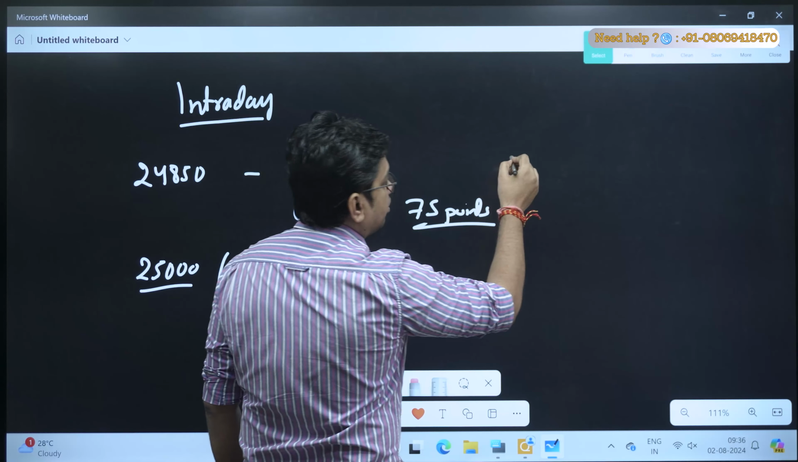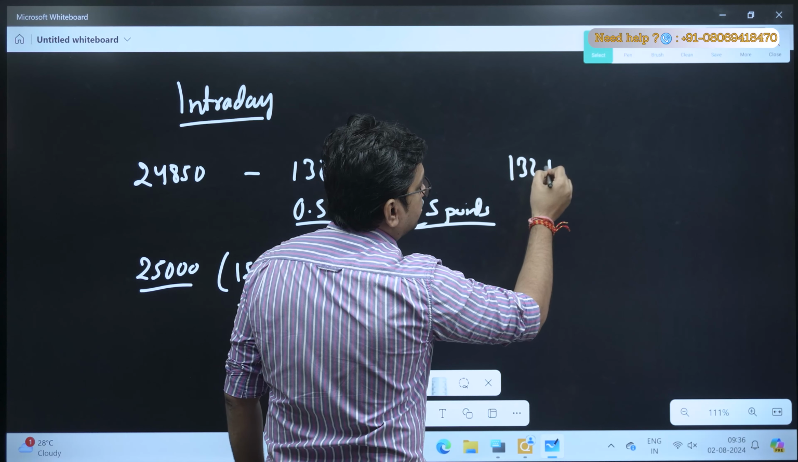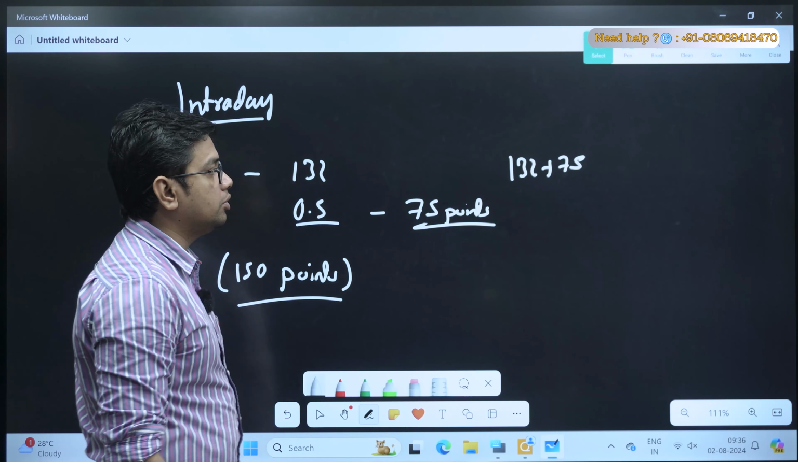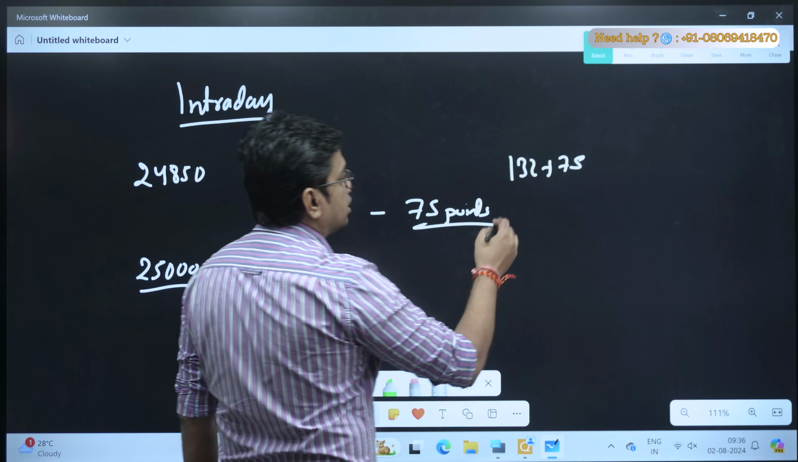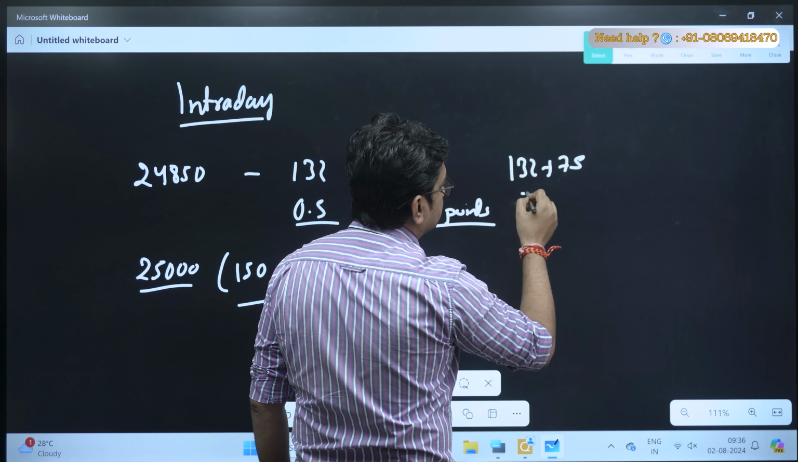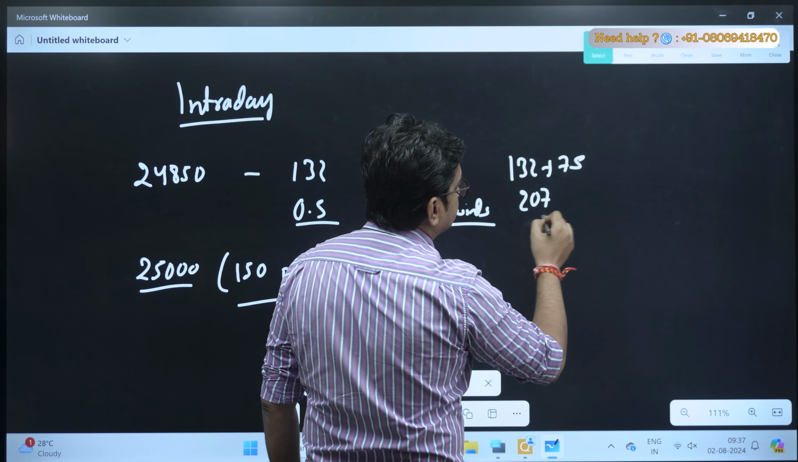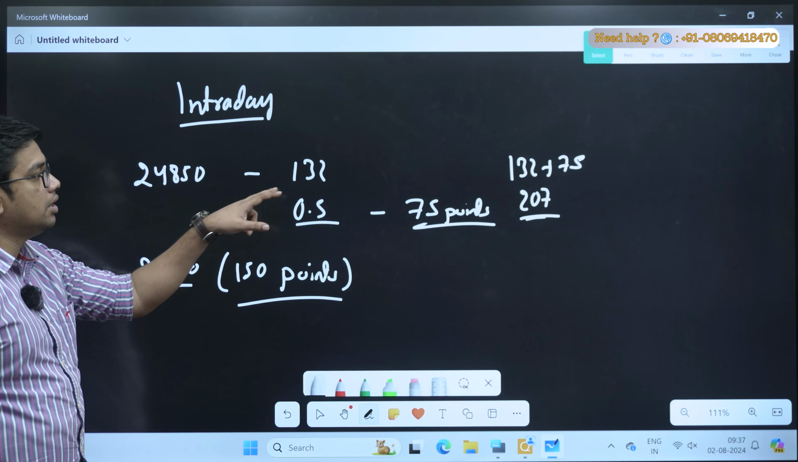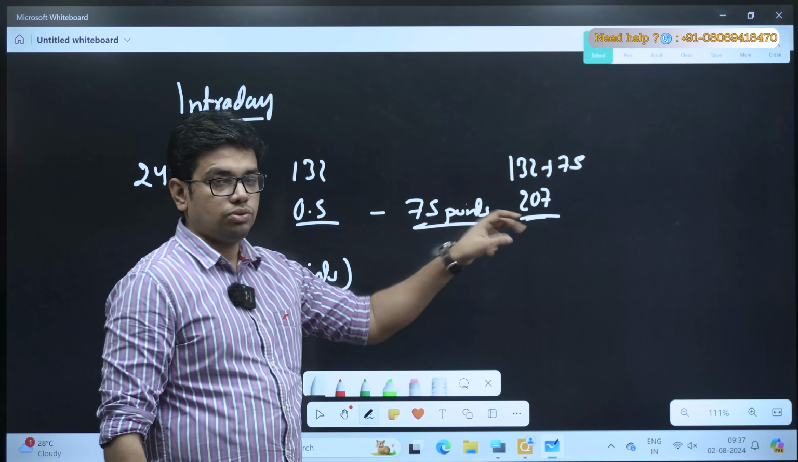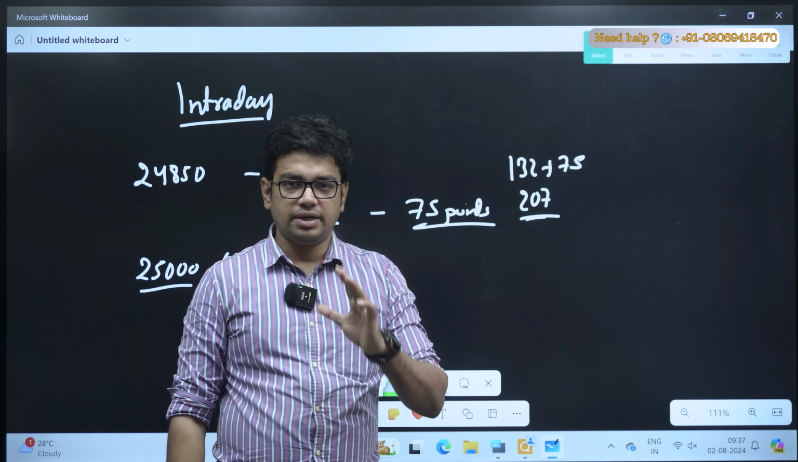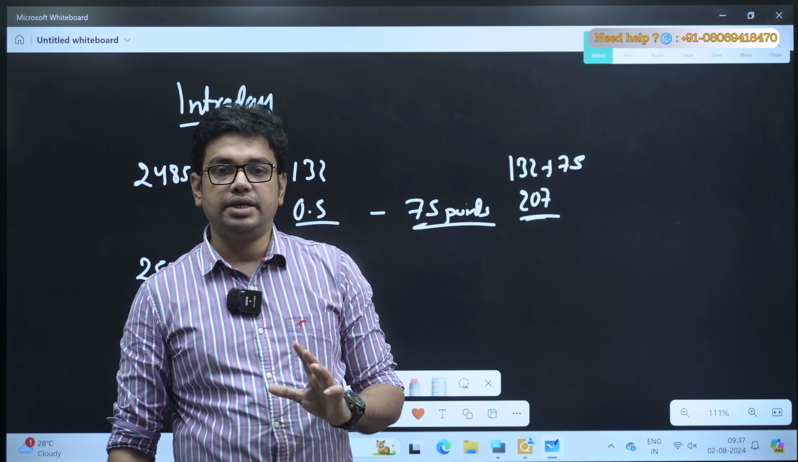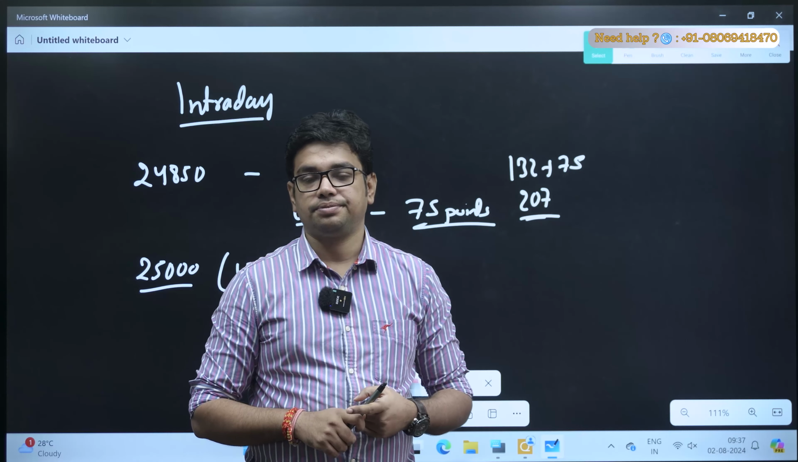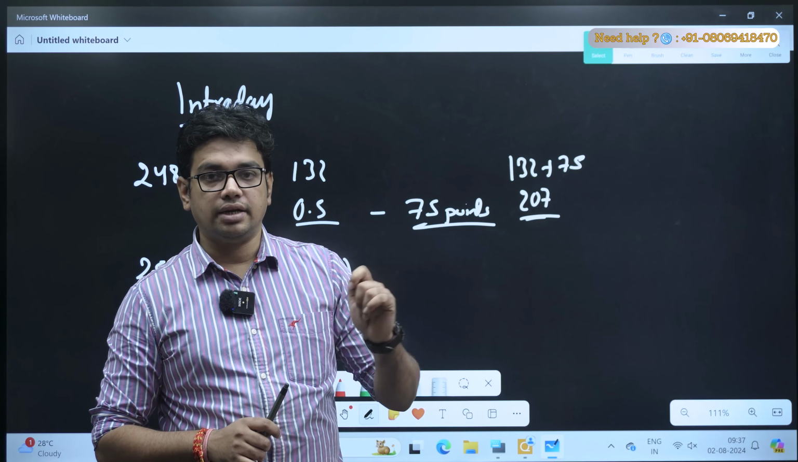So that means my price will be 132 plus 75. It will come around 207. That means the option premium will move from 132 to 207. But there are other parameters: implied volatility and the theta. They will act in a rigorous manner.